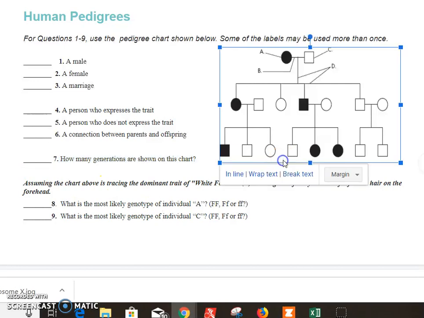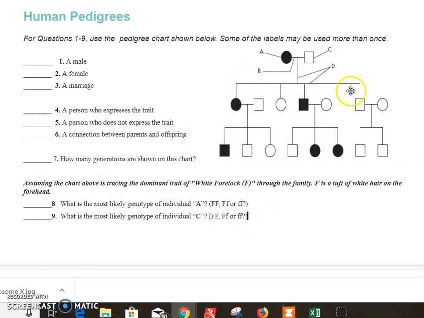Let's see. So if we assume that the chart above is for a white forelock, that's a white tuft of hair on the forehead. Many times it's found right along the hairline at the top of the forehead. Sometimes it's found a little bit farther back. I have a friend, a girl actually, who has one in the top of her head that comes out.